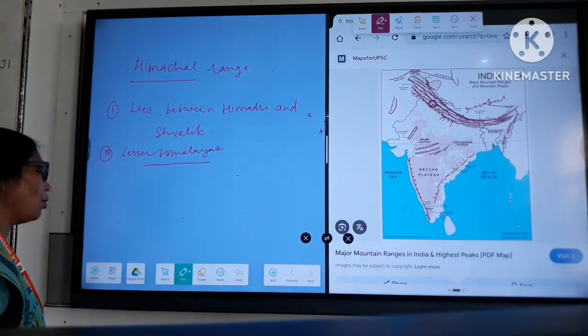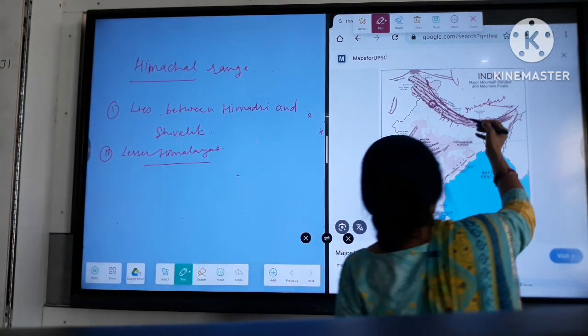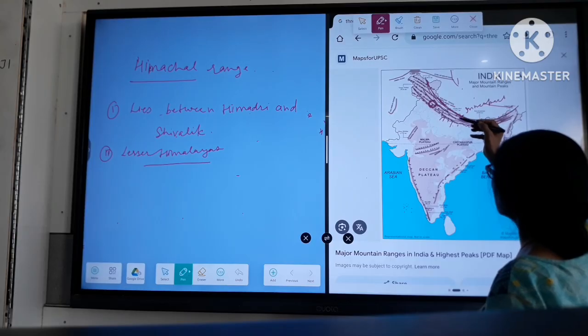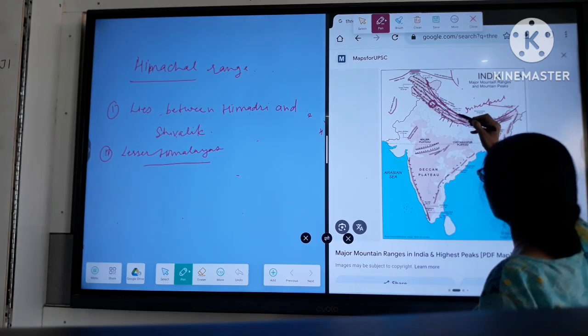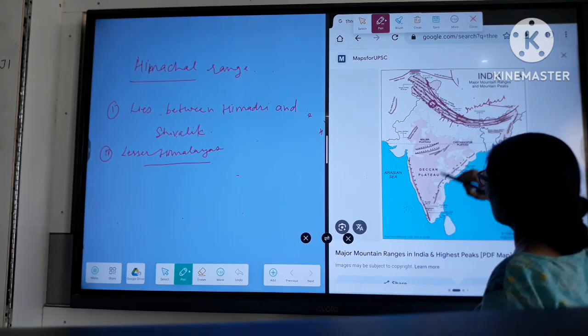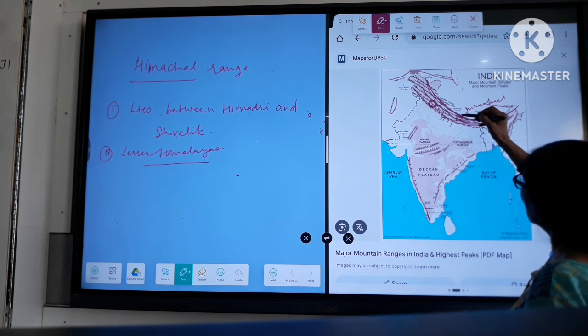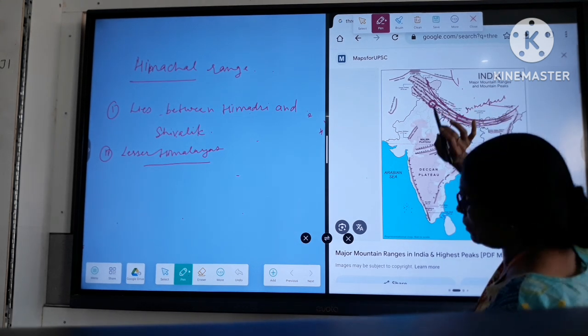It lies in the Himalayas south, not in India south. This is Himalaya and it is Shivalik or Himachal. It lies in the Himalayas south. Himalaya lies in the north and Himalayas south. Here is the Shivalik. Here is the Himachal range.